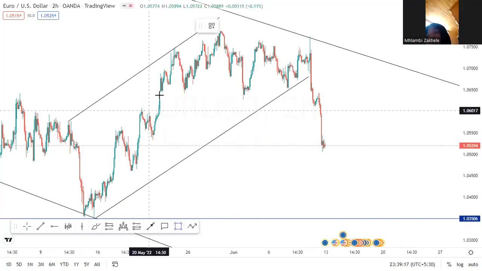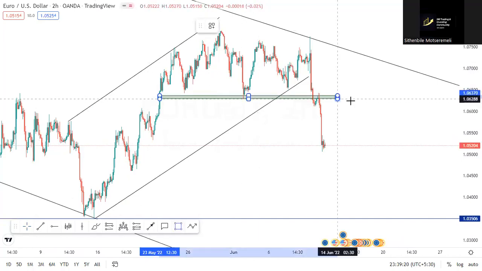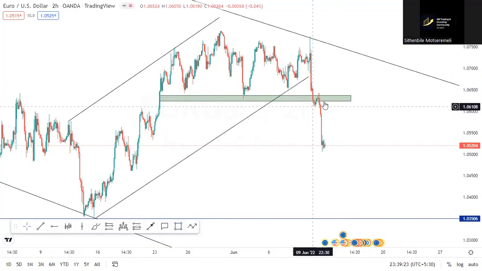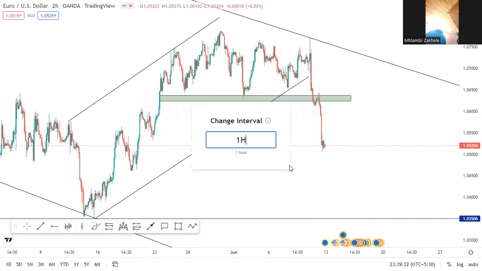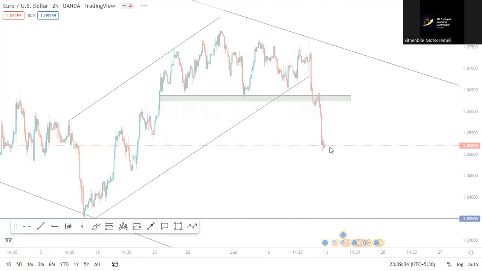So I see we had this beautiful pattern here, a small flag here, impulse, correction, impulse. So now we are currently in a corrective phase. So let's go to 1H so that we can see this correction, if we can get two or three touches.